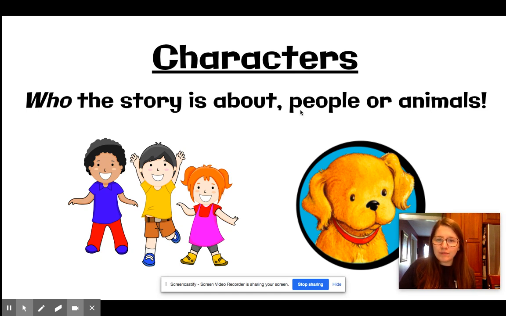And characters can be people or animals because, as we know, some stories are make believe and they have animals in them that do different things. And that's what the whole story is about. So, characters can be people or animals, but it is really important to know that when you hear that word character, it's asking who the story is really about.